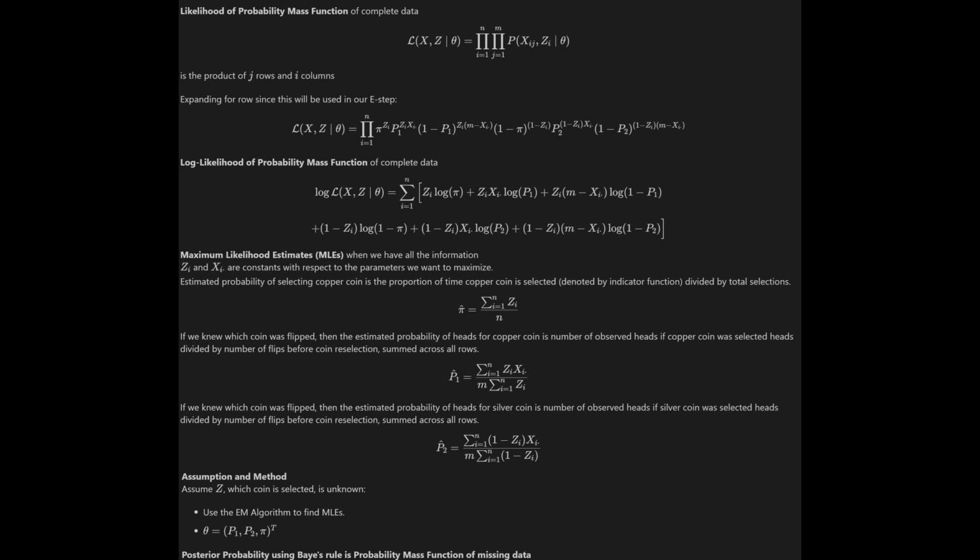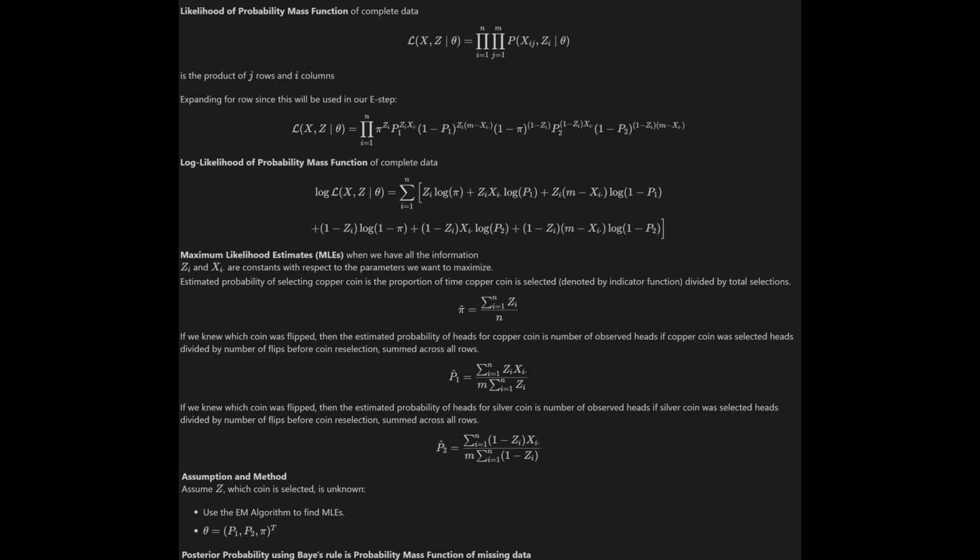The estimated probability of selecting copper coin is the proportion of time copper coin was selected, denoted by the indicator function, divided by total selections. If we knew which coin was flipped, then the estimated probability of heads for copper coin is the number of observed heads from the copper coin divided by number of flips before the coin was reselected, summed across all rows.